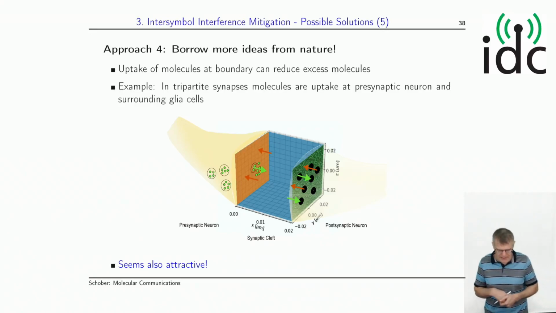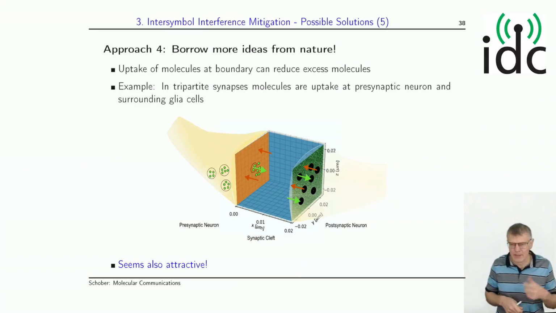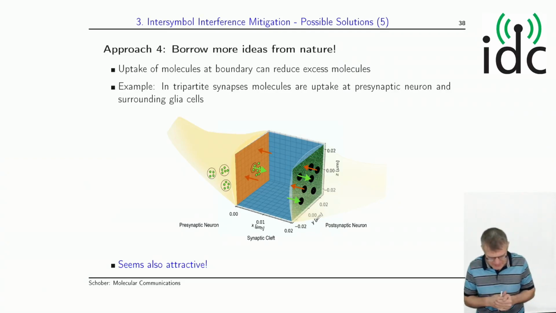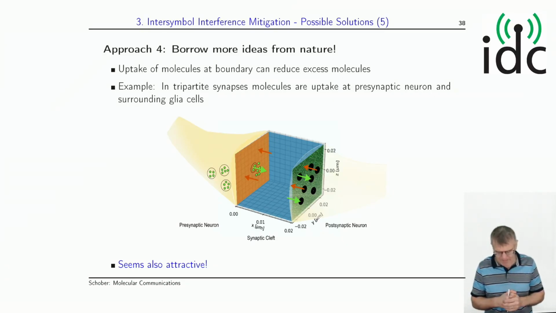Another option is actually to remove the signaling molecules by reuptake, right? And this is what happens in so-called tripartite synapses. There the molecules are taken up either by the presynaptic neuron or by surrounding cells, so-called glia cells. So here you have a sort of model for this. This here is the presynaptic neuron. This here is the postsynaptic neuron.